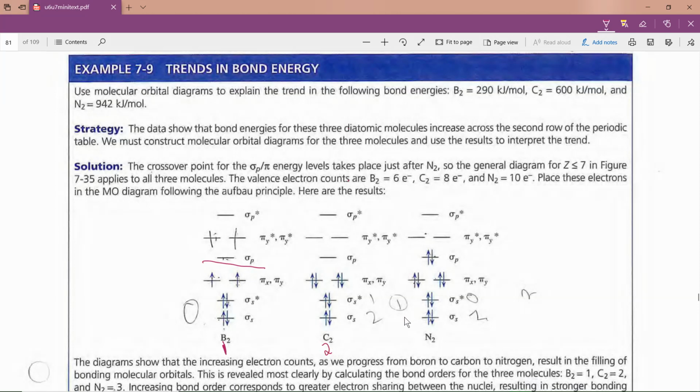Nitrogen is, we haven't got to the crossover yet, have we? 2, 4, 6, 8, 10. Yes, and so I'm going to have 2, 4, 6, 8. 8 minus 2 is 6, divided by 2 is 3, so the bond order is 3. So it makes sense that the bond energy will be greatest for the molecule with the greatest bond order. And that's what we see happening there.